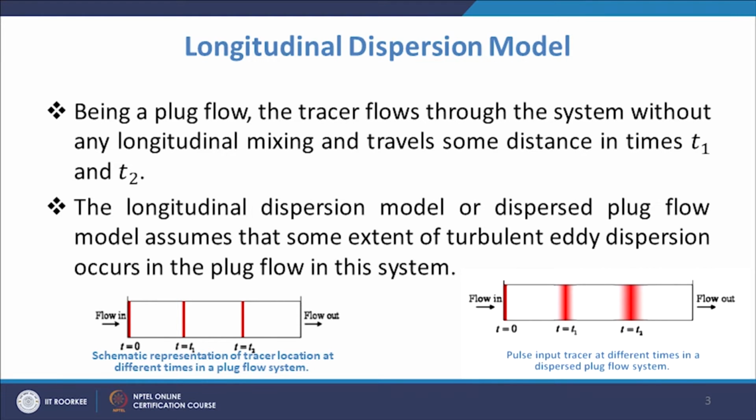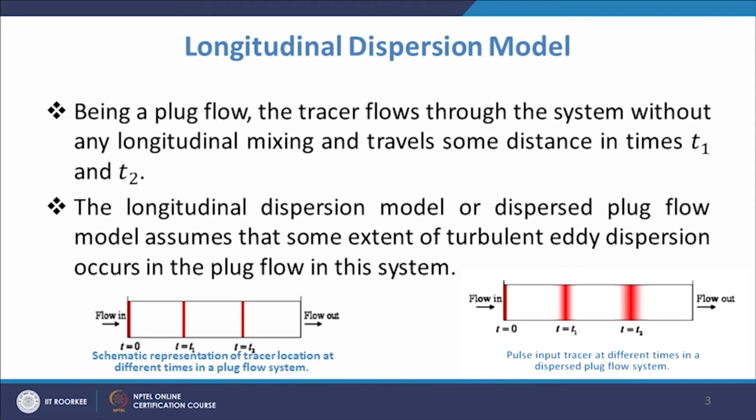In plug flow there is no longitudinal mixing, and the tracer travels some distance in times t1 and t2. As you see, at t equal to 0 it is here, and at t1 and at t2 it is also maintaining its identity. So, that is basically the ideal plug flow.